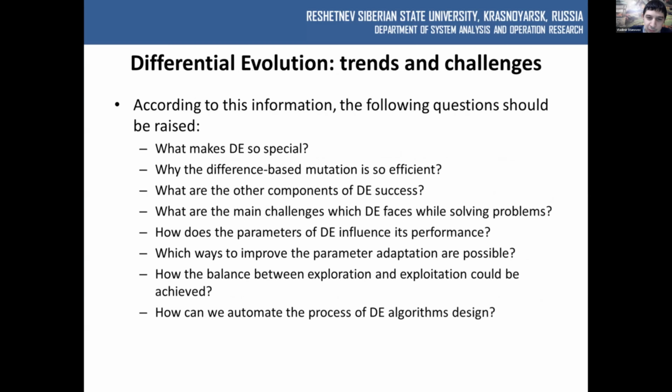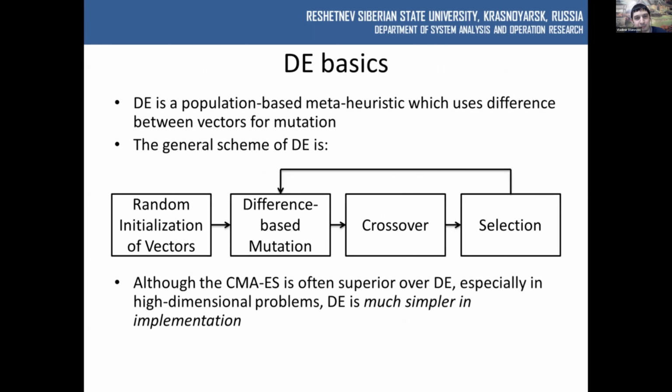So what are the questions that we should ask? What makes it so special? And probably it's the difference-based mutation, as you can think from the name. How does it work? And maybe there are some other components of success of differential evolution, and so on. So what are the parameters? How do they influence performance? And how do we balance exploration and exploitation? And so on. Now that I asked some difficult questions, let's start from the beginning.